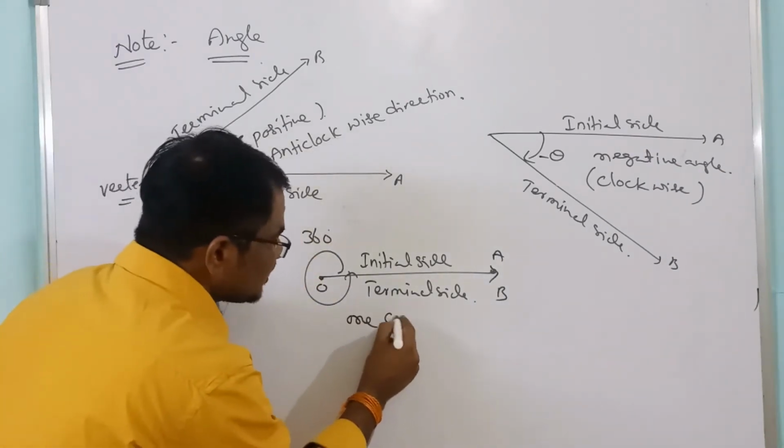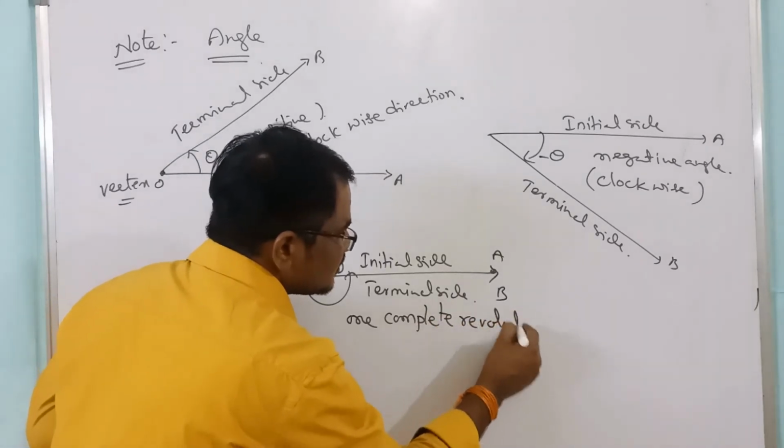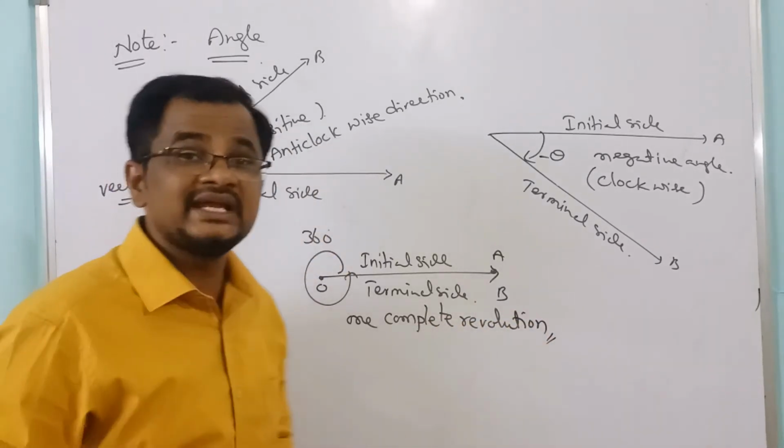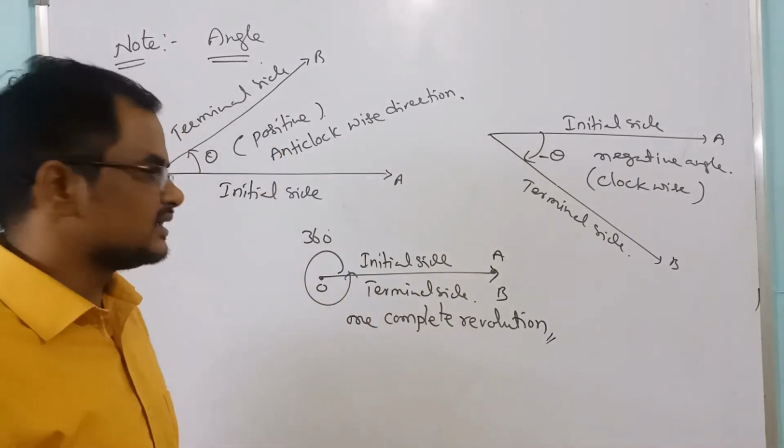So it is what? 360, means one complete revolution. One complete revolution, right? One complete revolution means 360 degrees.